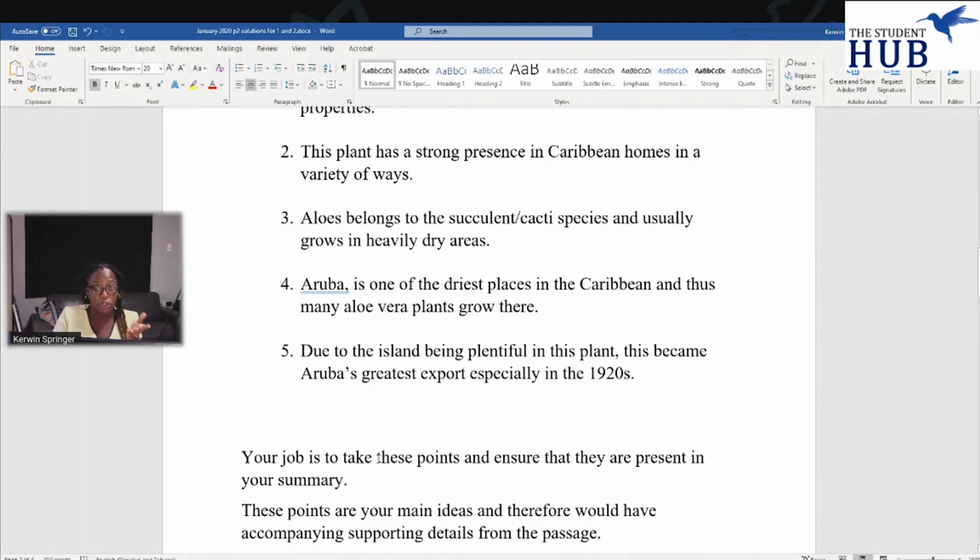So the next important point to note is that these points are your main ideas, as we had said, and therefore they need accompanying supporting details. What is a supporting detail? It's basically that you have your main idea, and in order to prove that, hey, this is the most important thing, or this is the bulk of what this paragraph is talking about, you have other clues in the paragraph that would be supporting, that would be backing this up, right?